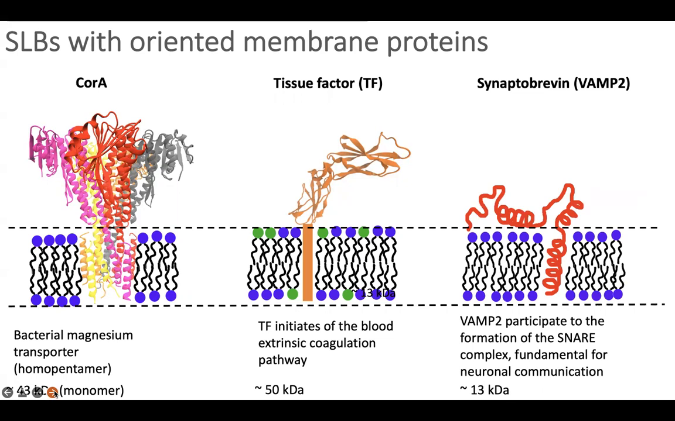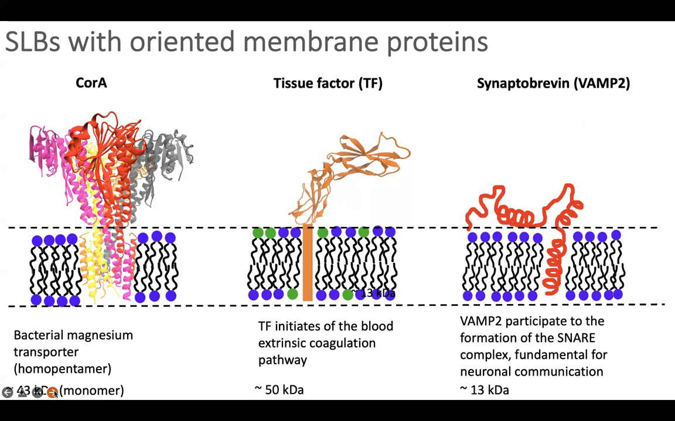We have so far studied three different membrane proteins. The first one that we studied is called CorA. It is a bacterial membrane protein and a homopentamer, so it is composed of five identical units, and it therefore has a quite rigid structure. It is also a well-characterized protein, so the structure is known and it can be produced relatively easily. So we decided to use this protein as a model system, as a test for our method.